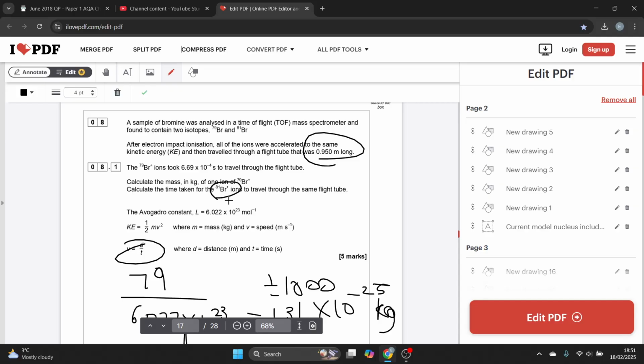For the 81Br+ ion, I don't care about the 79Br+ ion. The kinetic energy is the same for the 79Br+ ion and the 81Br+ ion, because all of the ions will accelerate to the same kinetic energy, and that's really important. You need to assume they're the same. If you assume they're different, then you won't be able to solve it. So they both have the same kinetic energy.